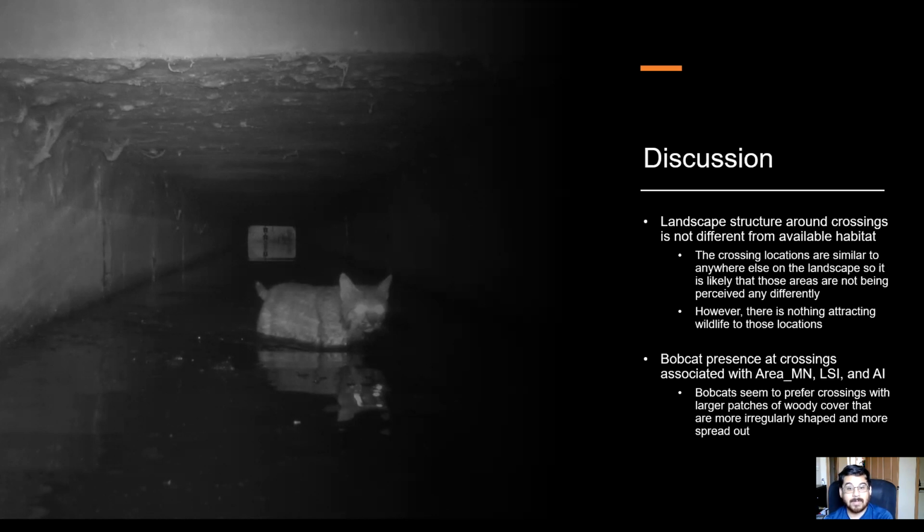We also found that bobcats seem to prefer crossings with larger patches of woody cover that are more irregularly shaped and more spread out. And this is interesting because bobcats in South Texas have been shown to have a preference for woody cover. So you would expect them to want to have not only more woody cover, but also larger patches that were closer together.